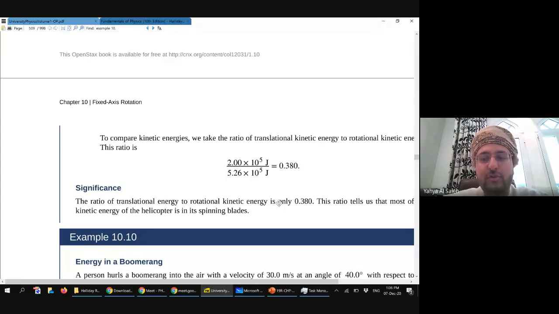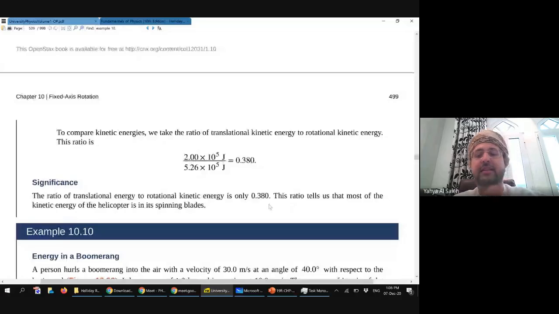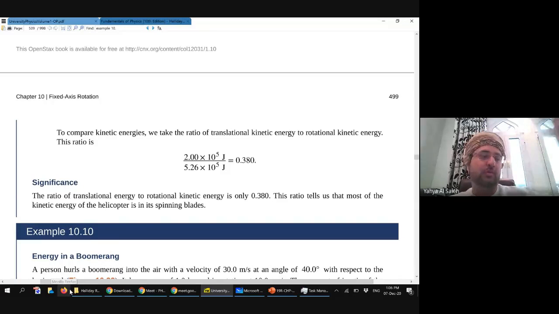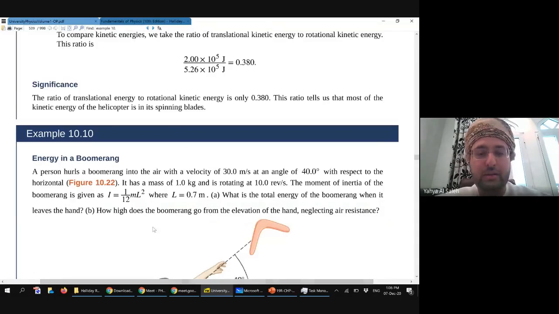Okay, so most of the kinetic energy of the helicopter is in its spinning blades rather than in its actual movement in a straight line.